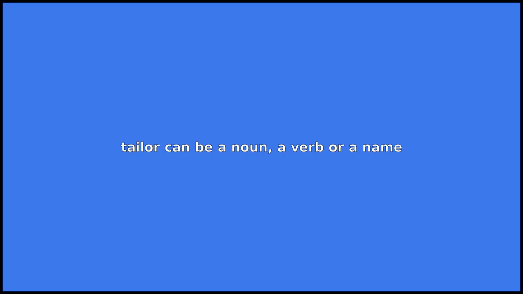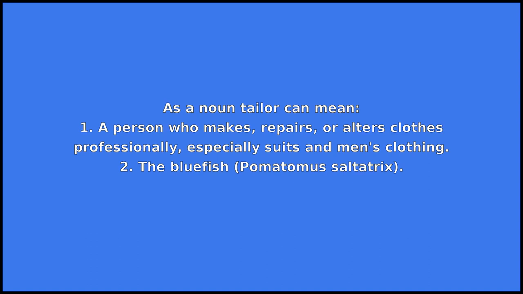Tailor can be a noun, a verb, or a name. As a noun, tailor can mean: 1. A person who makes, repairs, or alters clothes professionally, especially suits and men's clothing. 2. The bluefish, Pomatomus saltatrix.